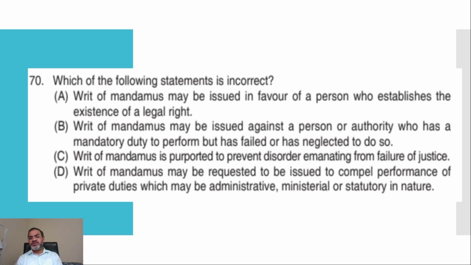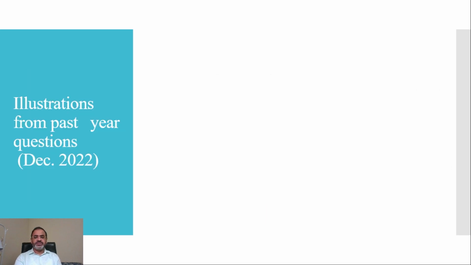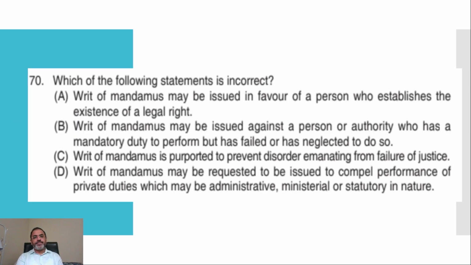Writ of mandamus may be requested to be issued to compel performance of a private duty, which may be administrative, ministerial, or statutory in nature. Again, quite clearly, writ of mandamus is not issued for private duties. So if we go by options A, B, C, D, C and D appear to be incorrect statements. So the option which says C and D is correct is the correct answer.